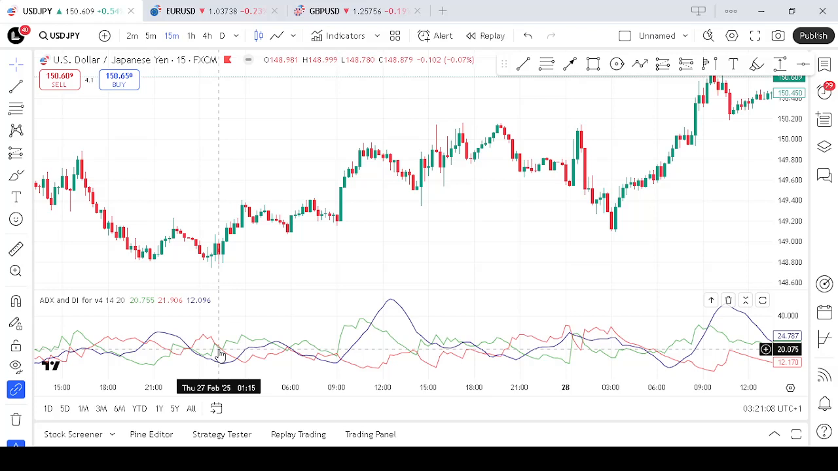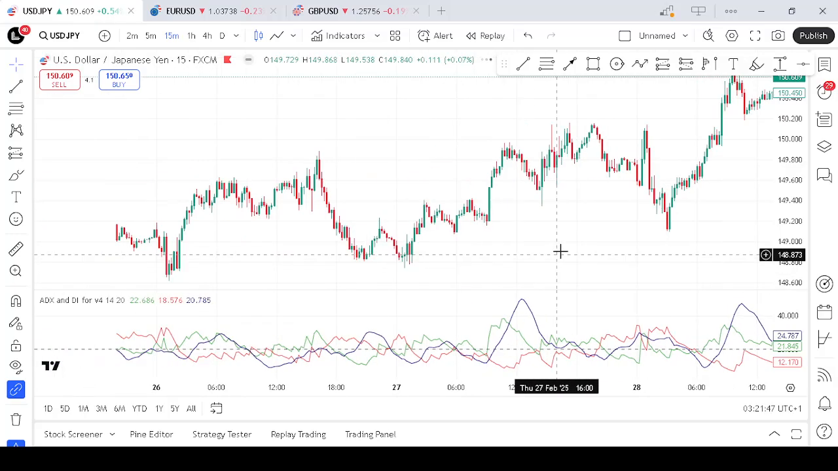Now let's dive into the positive directional indicator and the negative directional indicator. The plus DI and the minus DI lines help you determine the direction of the trend. When the plus DI line crosses above the minus DI line, it suggests buyers are in control, signaling a potential buying opportunity. Conversely, when the minus DI line crosses above the plus DI line, it indicates that sellers are dominant, signaling a potential selling opportunity. Now let's see an example on the chart.